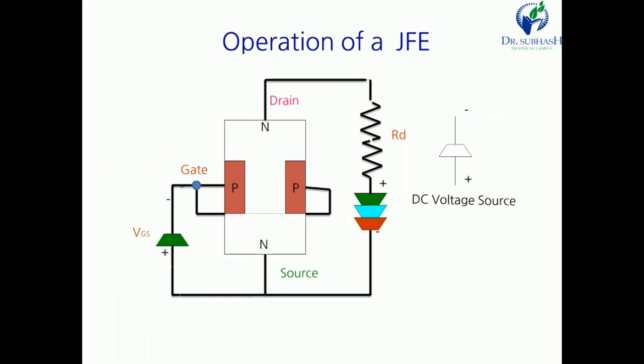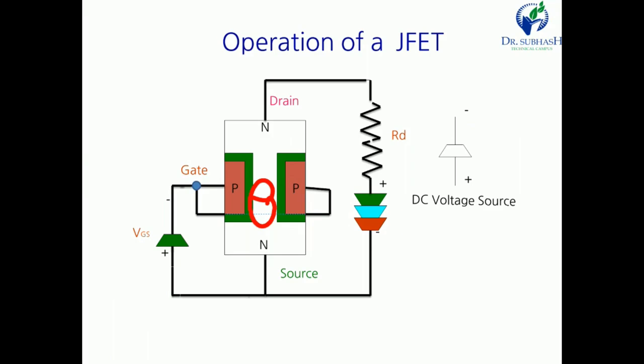If we increase the DC voltage, then this green layer indicates the depletion region width is increased. So the channel width is decreased. This channel becomes narrow, and the current also becomes small compared to the previous step. So the green is the applied voltage. Here some green voltage is increased.